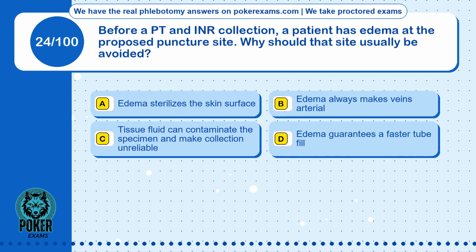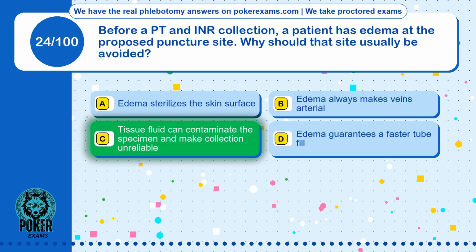Question 24. Before a patient and INR collection, a patient has edema at the proposed puncture site. Why should that site usually be avoided? Option A, edema sterilizes the skin surface. Option B, edema always makes veins arterial. Option C, tissue fluid can contaminate the specimen and make collection unreliable. Option D, edema guarantees a faster tube fill.